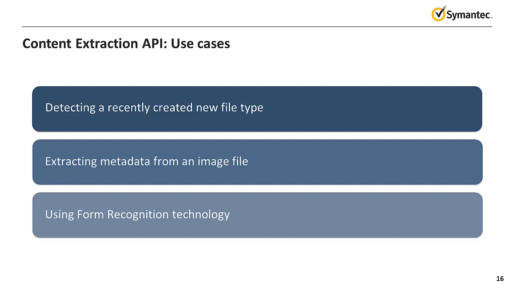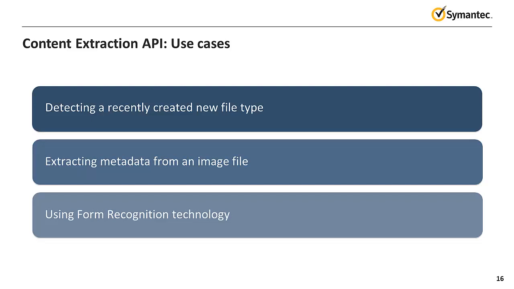Secondly, extracting metadata from an image file. Adding metadata to images and files is a commonly used mechanism to classify and protect information, for instance through watermarks, headers and footers, or custom properties and tags. The Content Extraction API offers a specific interface to identify metadata and support information classification programs.